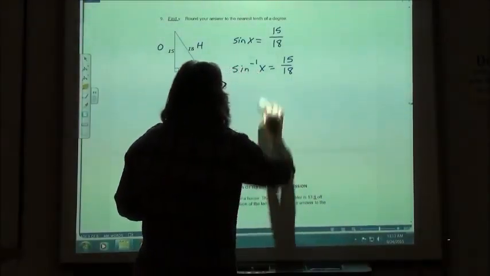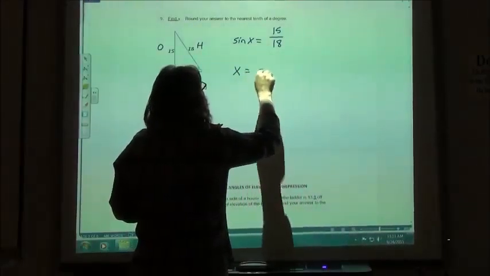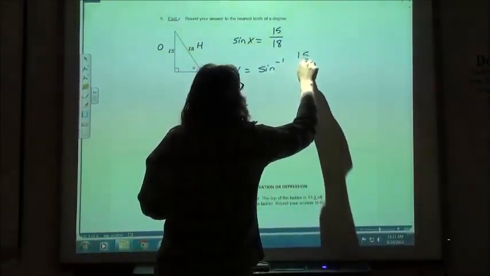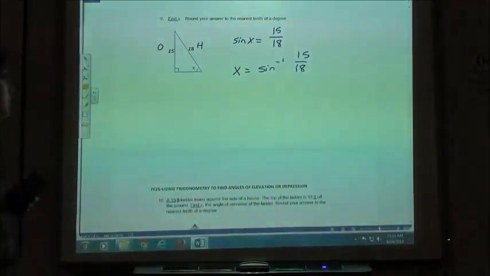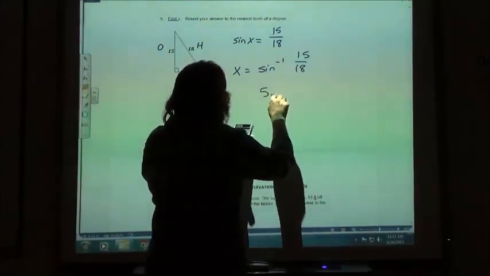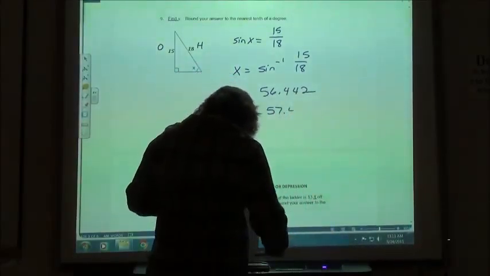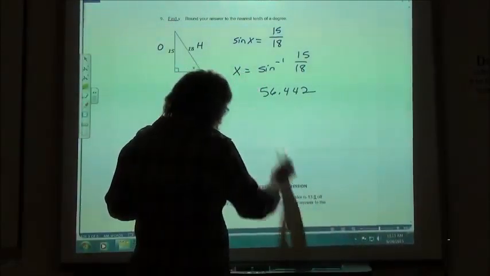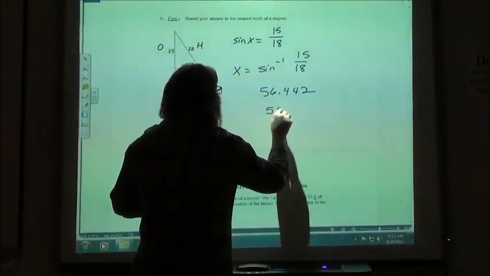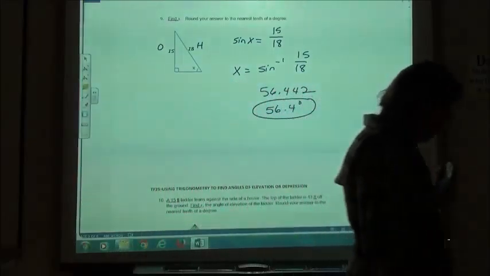Oops, I should probably write that the right way. x is equal to the inverse sine of 15/18. So shift sine of 15/18 gives me 56.442, so 56.4 degrees is going to be my answer for how big that angle is.